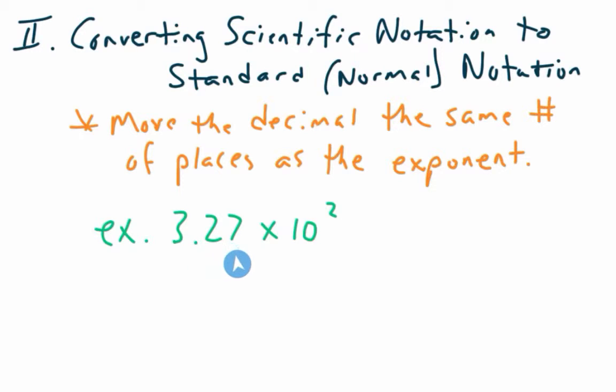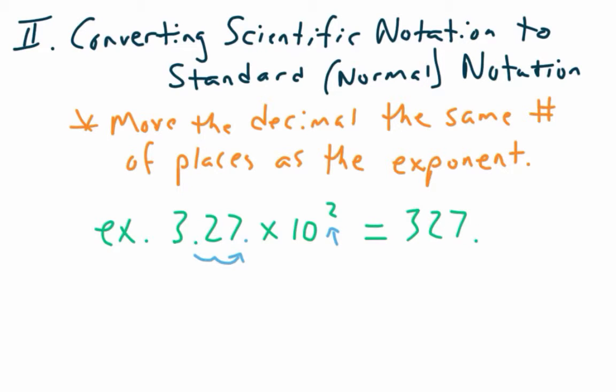And then it'll be times 10 to some power. So that's typically what we're looking at for scientific notation. And the key is, if you look at your exponent, so here we have an exponent of 2, we're going to take this decimal point and move it 2 jumps. So my decimal point goes from between the 3 and the 2 to after the 7. So 3.27 times 10 to the second ends up being 327.